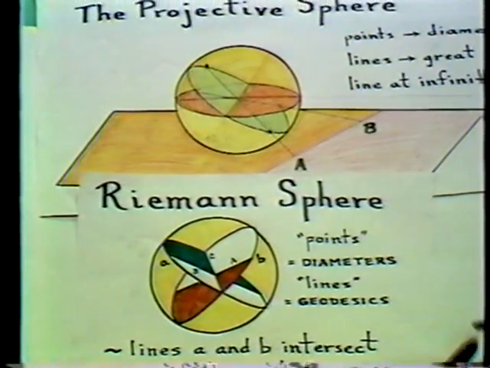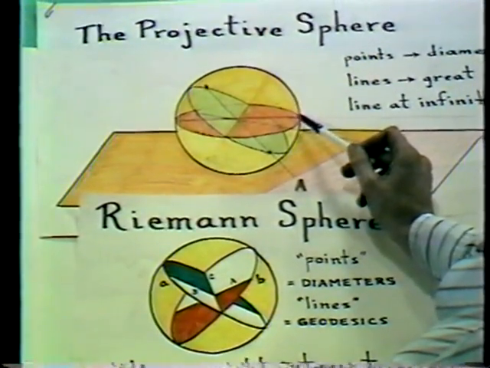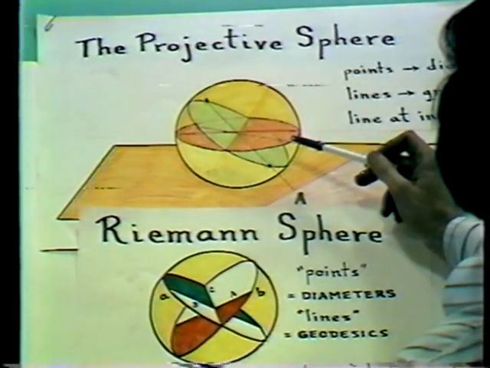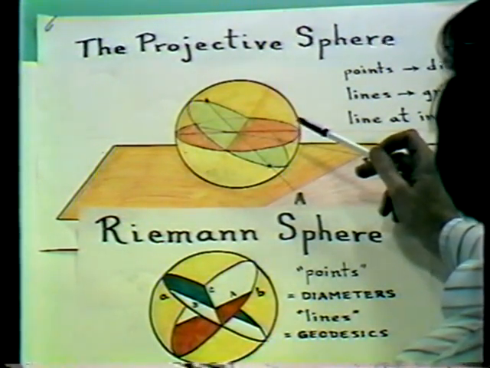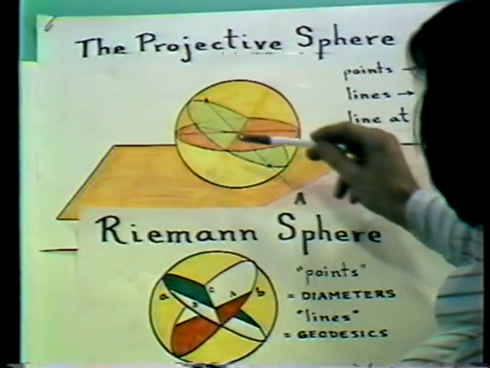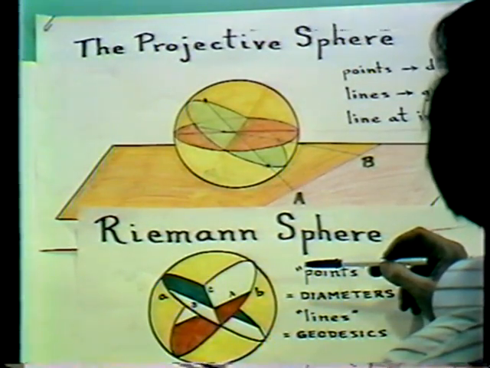That's a very interesting point. A nice thing about the projective sphere is the following. The line at infinity is just a great circle like any other great circle. It means the line at infinity is no different from any other line. It also tells you a great deal of interesting things. It tells you that lines in projective geometry are circular. Does that make sense to you?